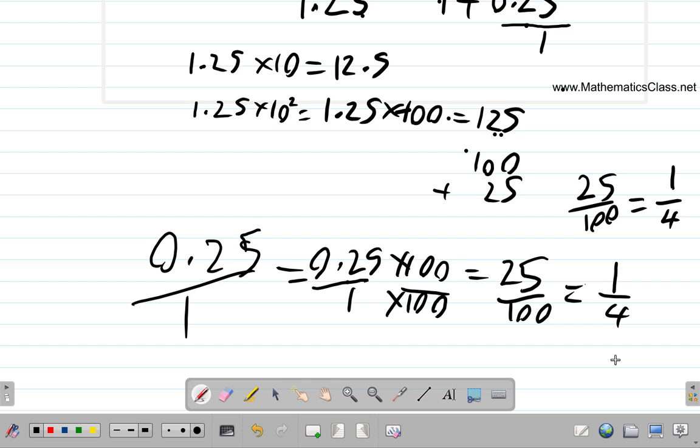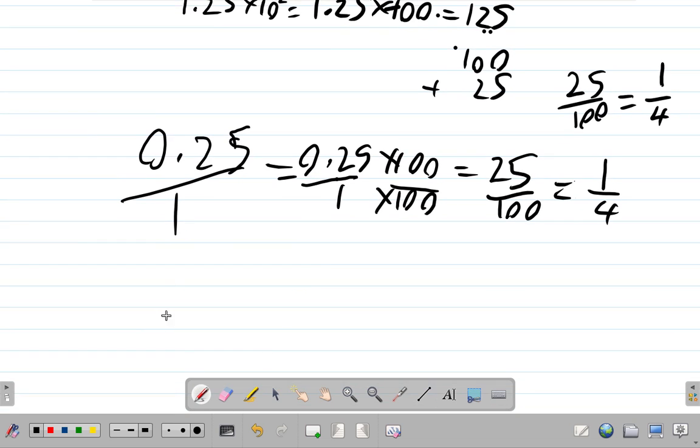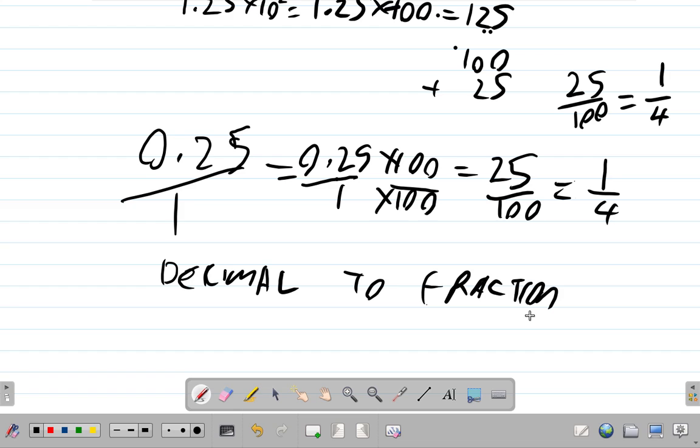So you see that I just converted a decimal to a fraction. So you see that decimal to fraction conversion. That is what we did. Nice.